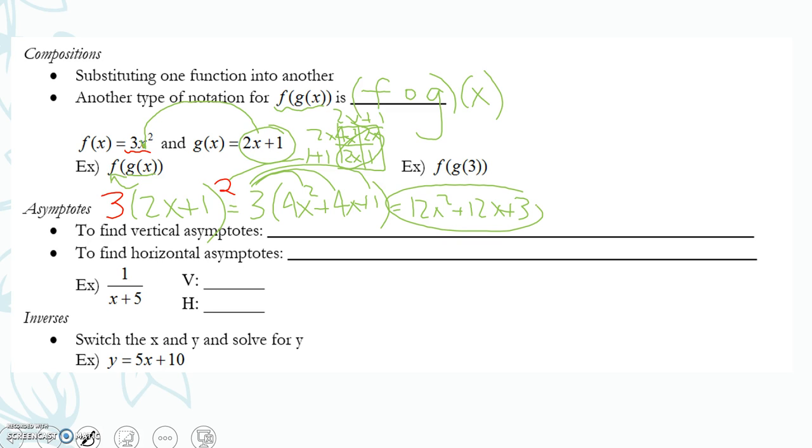Next example. This time it has numbers. So when there's numbers, I plug 3 into the g function. So I plug 3 into the closest letter to the number. So the g is closest to 3, so I plug 3 into g. You can use your calculator or your brain, but basically you're plugging 3 in for that x right there. So 2 times 3 plus 1 gets me 7.